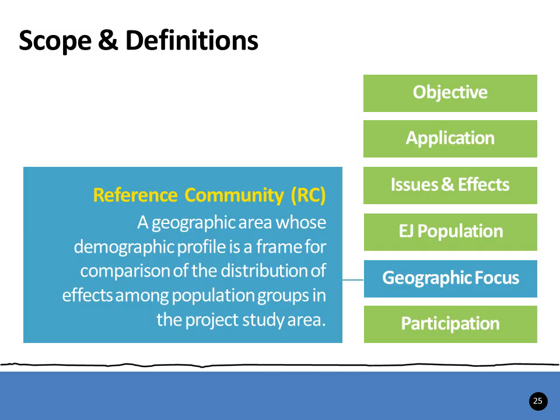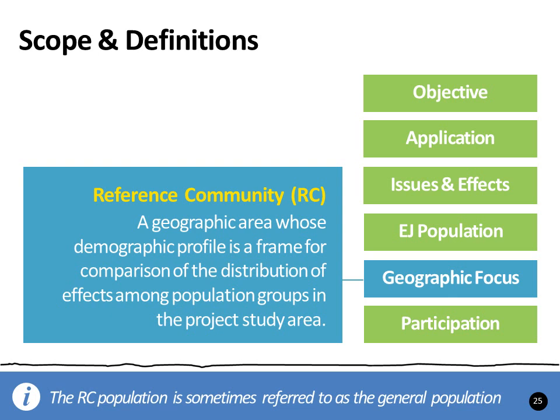Another geographic area used in environmental justice analysis is the reference community. The reference community's demographic profile is a frame for comparison of how potential effects are distributed among population groups in the study area. The reference community population is sometimes referred to as the general population.